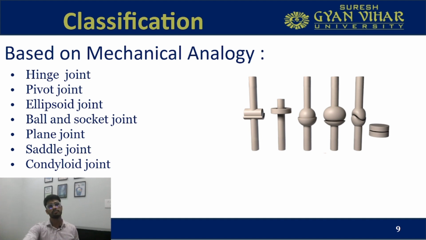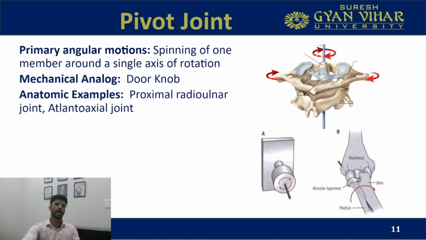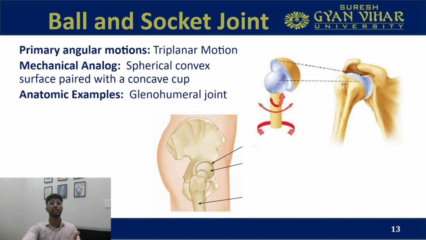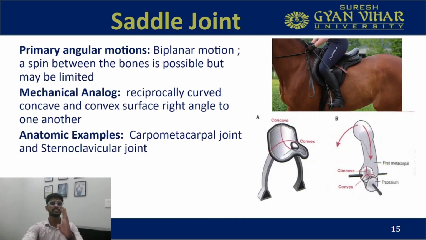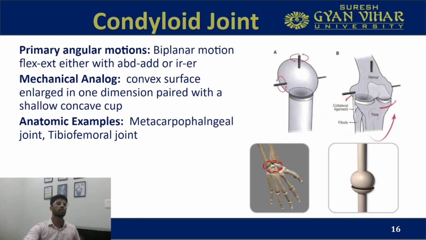So here first is the hinge joint, which we studied, which resembles a door. Then there is a pivot joint which resembles a door knob. Then there is an ellipsoid joint. Then there is a ball and socket joint. It is a plane joint. It is a saddle joint. This is a condyloid joint. And this was all about the classification.